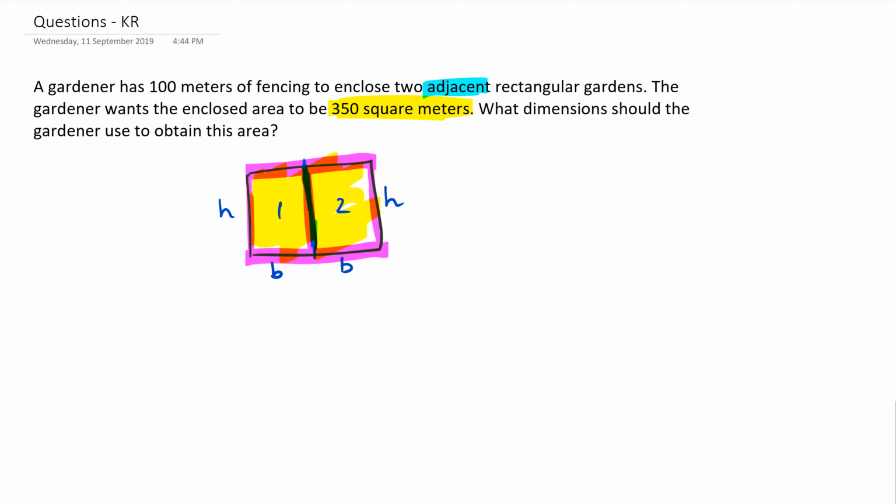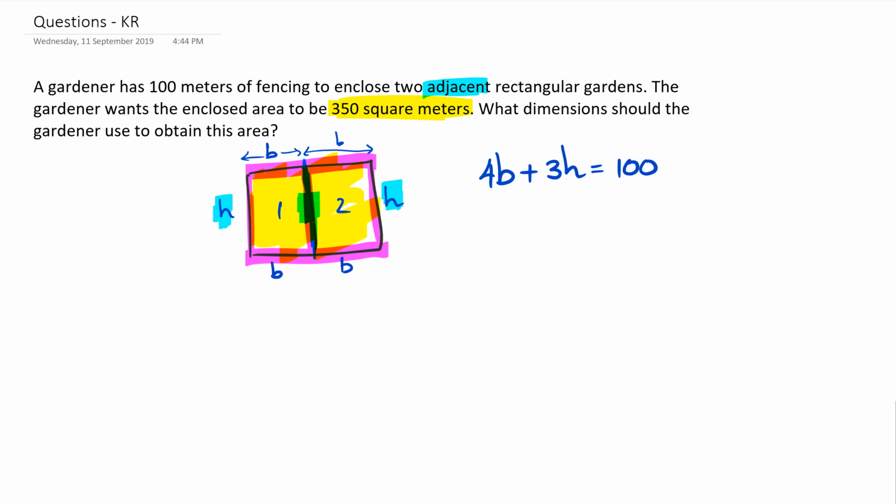So we've got B for the top part of the fence from here to here, and another B from there to there. Altogether, we've got 4B plus 3H, because the first H is here, the second H is here, and the third H is in the middle here. So 4B plus 3H is equal to 100.